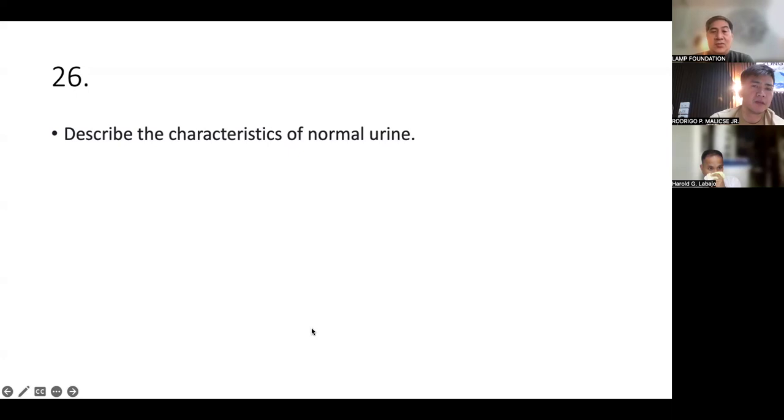Describe characteristics of the normal urine. 1.5 liters per day, light yellow to amber, transparent to slightly turbid, and aromatic like ammonia if allowed to stand. Then pH 4.5 to 8.0. Do you have that amount of urine being expelled every day? Yes, sir. Wow. Congrats. 1.5 liters per day.